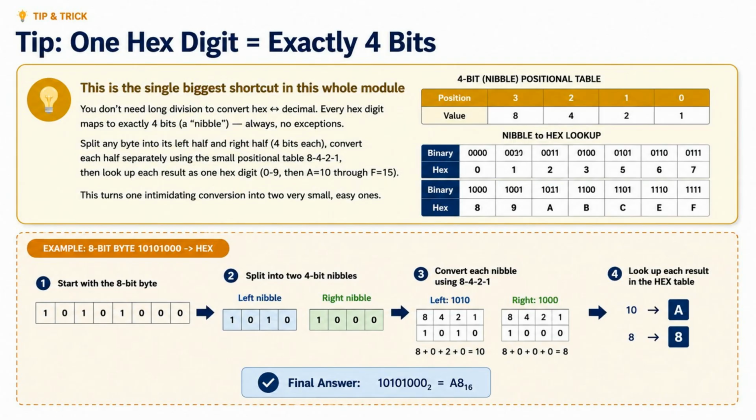One hex digit always equals exactly 4 bits, no exceptions. Split any byte into a left nibble and right nibble, 4 bits each. Convert each with the small 8421 table. Then map each result to one hex digit, 0 to 9, then A equals 10, through F equals 15. One scary conversion becomes 2 tiny easy ones.